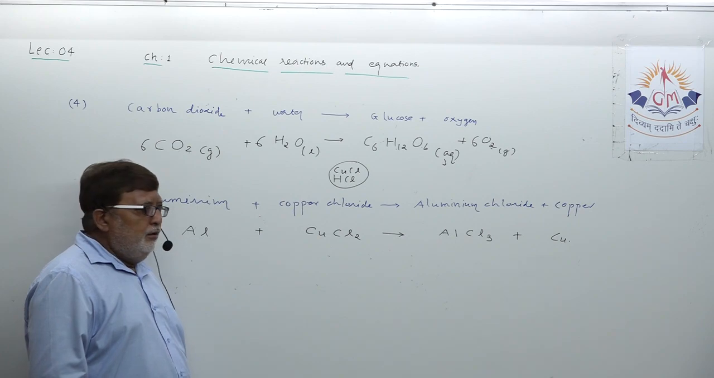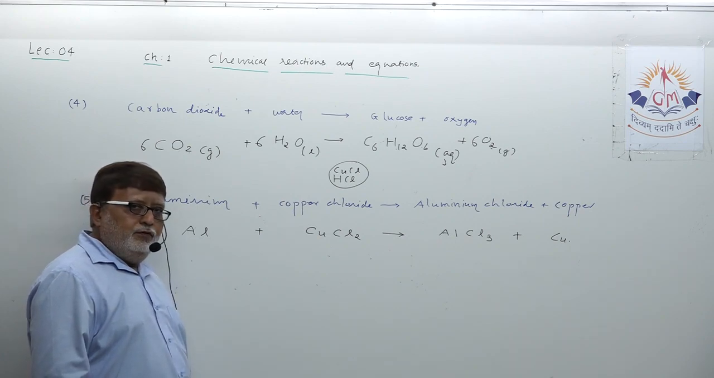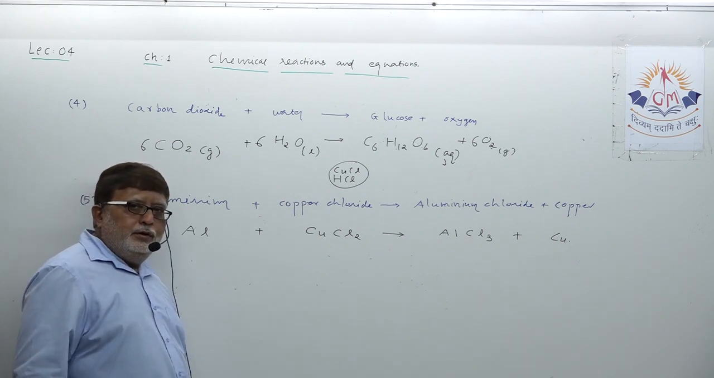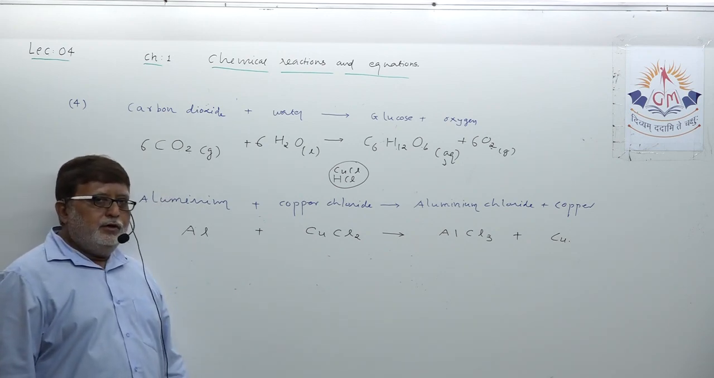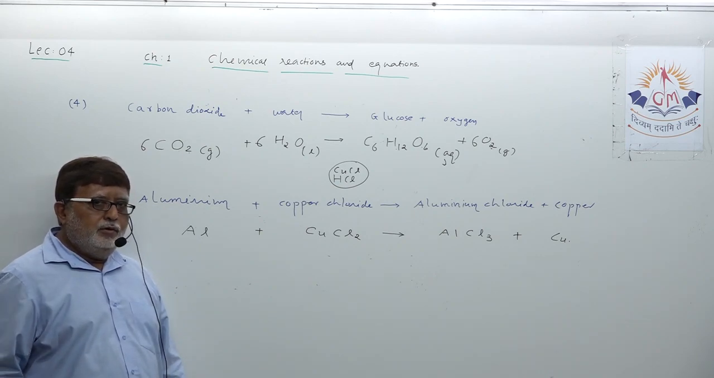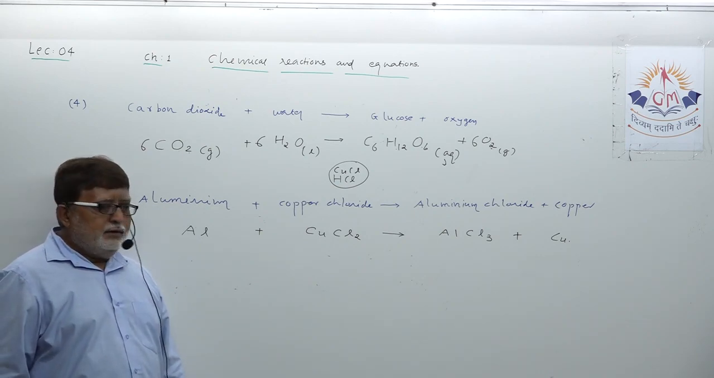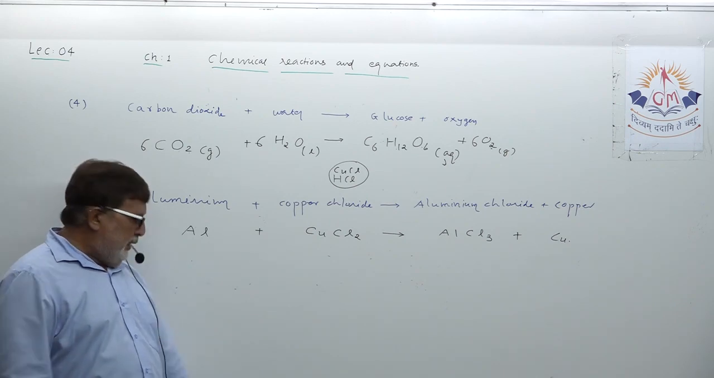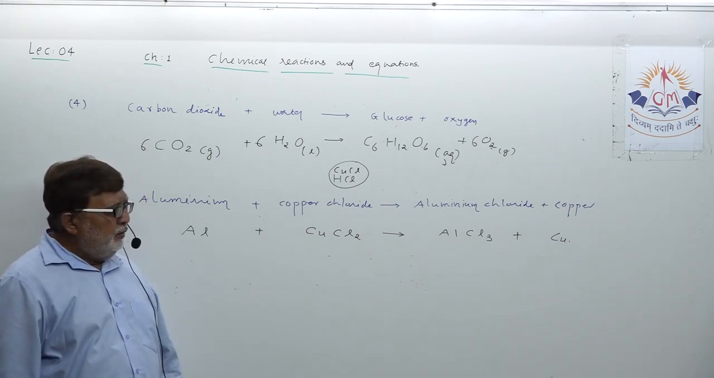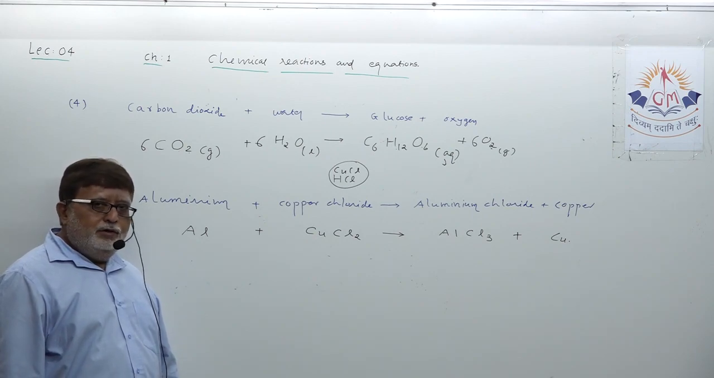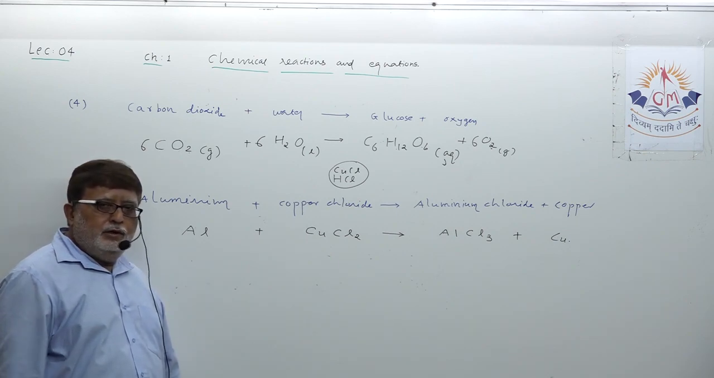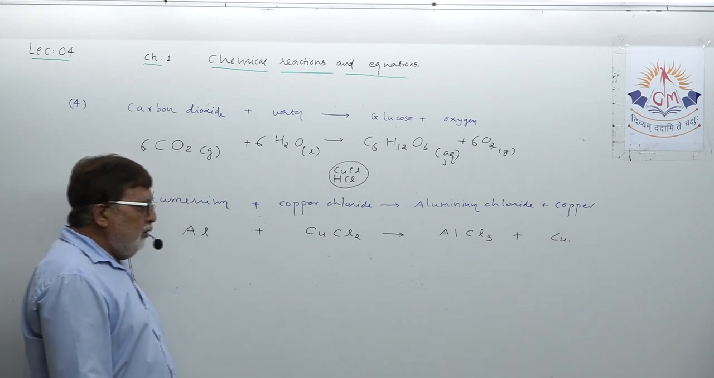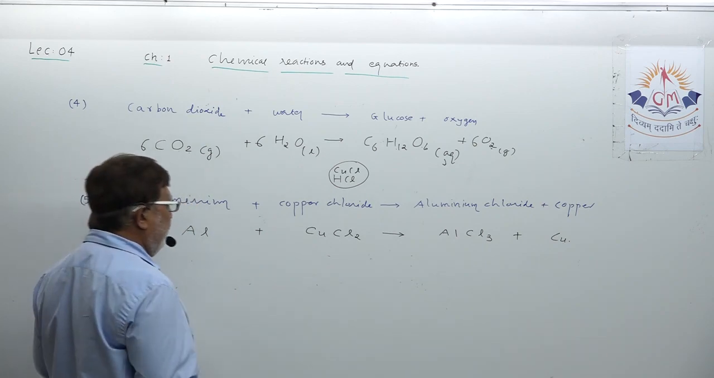Aluminum chloride, 1 plus 3, 4 atoms. Copper, 1 atom. So you need to draw your attention to aluminum chloride, which is the compound having the highest number of atoms. In that, will you target aluminum or chlorine? You will target chlorine because it has the maximum number of atoms, 3. So let us target chlorine on both sides of the equation.